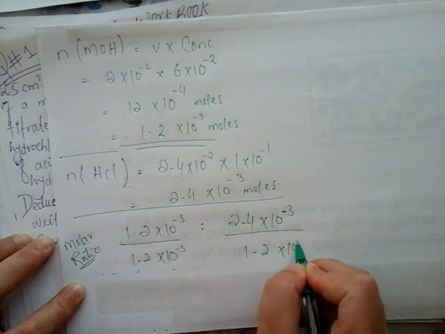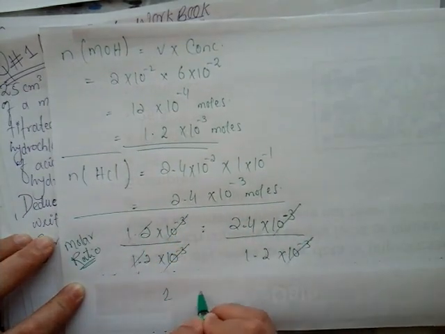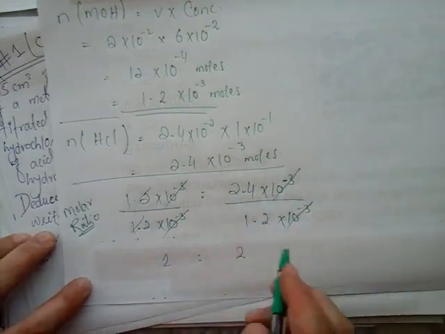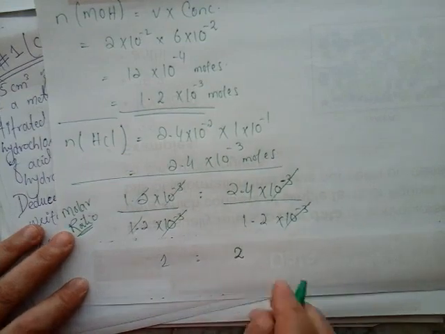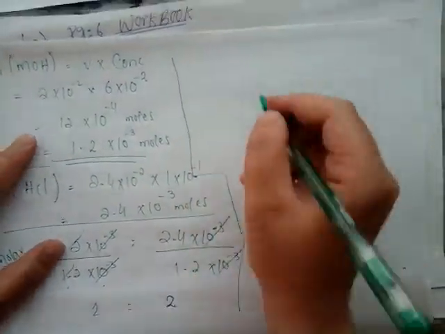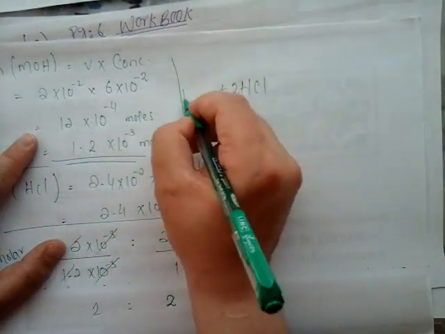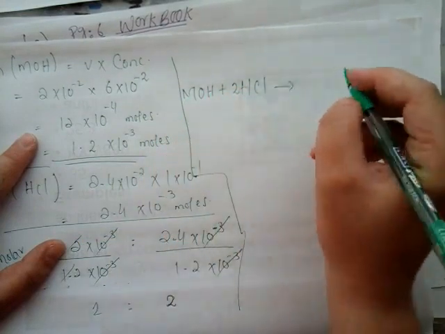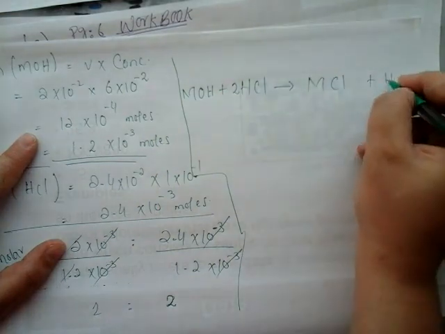1.2 into 10 raised to power minus 3. So it will cancel 1 into 2. Divide 2.4 over 1.2, it becomes 2. So here the coefficient of hydrochloric acid is 2. Okay, so if I want to write the equation, HCl plus metal hydroxide, and I don't know the formula as well, so it will become metal chloride plus water.